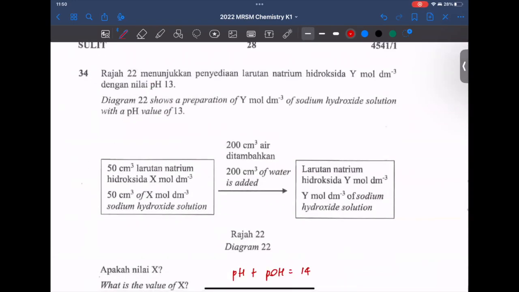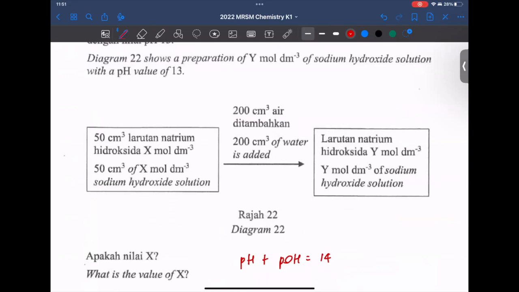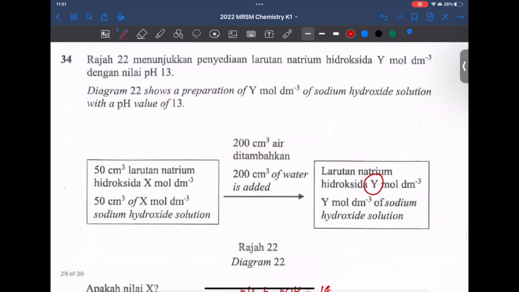34. Diagram 22 shows the preparation of Y mole per dm cube of sodium hydroxide solution with a pH value of 13. That's a bit tricky. Initially, you have 50 cm cube of X mole per dm cube of sodium hydroxide. After you add 200 cm cube, it gets diluted, so it becomes Y. But they tell you that Y has a pH value of 13.